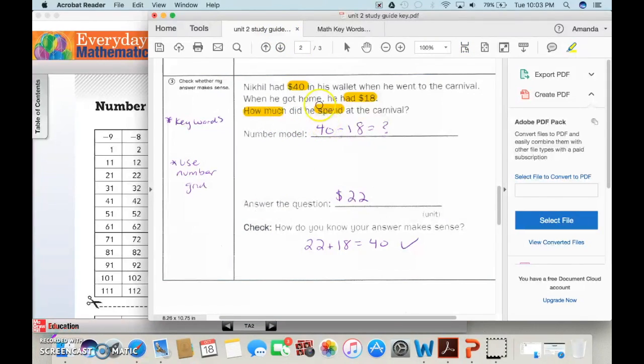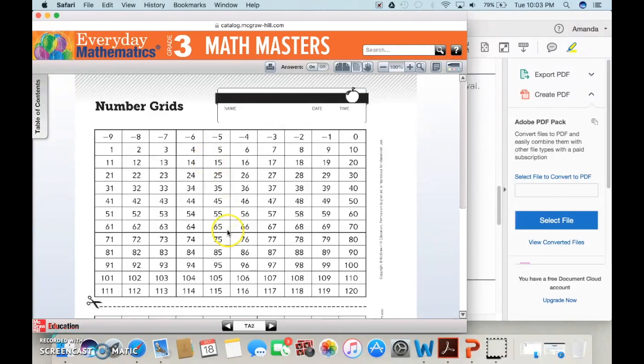So our number model is he's starting with $40. Then he's taking away 18 because he's spending that, and that equals question mark again because I don't know my answer. Going back to my number grid to help me solve this, I start at 40. Now I'm taking away 18, so I go up 10, so I'm taking away 10, so I'm at 30. Now I have 8 left I need to take away. So 1, 2, 3, 4, 5, 6, 7, 8.